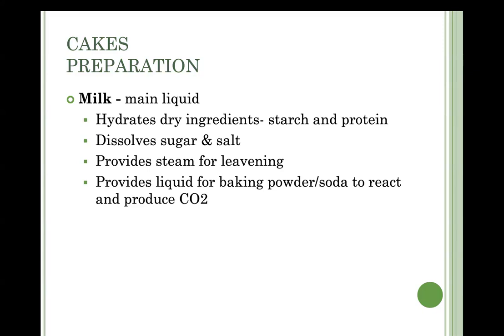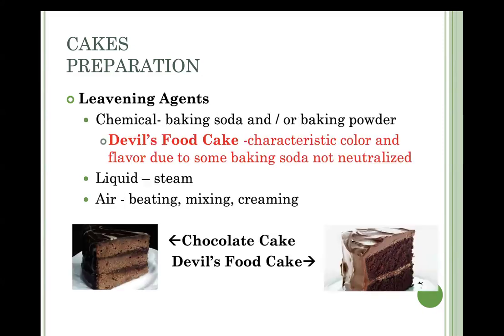A lot of times we're going to be using milk as our main liquid. Not all times, but a lot of times. This milk, being a liquid, is going to hydrate the dry ingredients, such as our starch and our protein. It's also going to help dissolve the sugar and salt. Milk also provides steam for leavening and provides liquid for our chemical reactions. So when we have our baking soda, baking powder plus acid, the liquid is going to help us produce some CO2, which is going to help with leavening. So the chemical leaveners, we have baking soda and or baking powder.